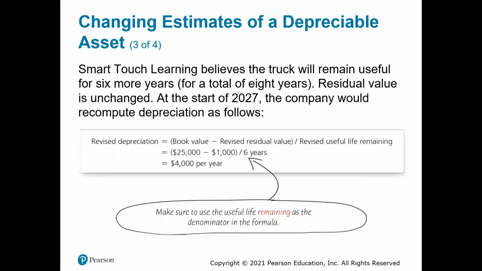Now, Smart Touch Learning believes the truck will remain useful for 6 more years. That's a total of 8 years. The residual value is unchanged. So at the start of 2027, the company will recompute depreciation. That is the $25,000 minus the $1,000, divided by 6 years, which will equal $4,000 per year. So you want to make sure to use the useful life remaining as the denominator in this formula.